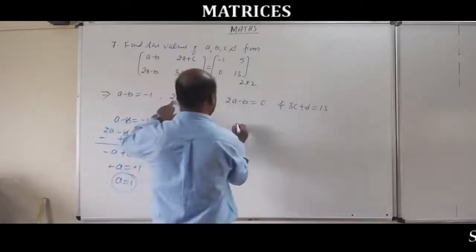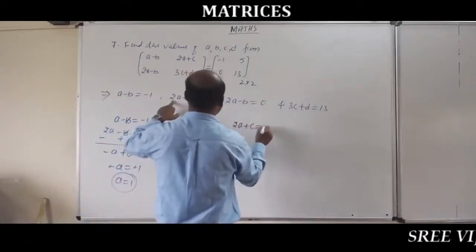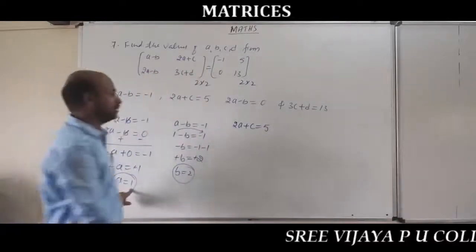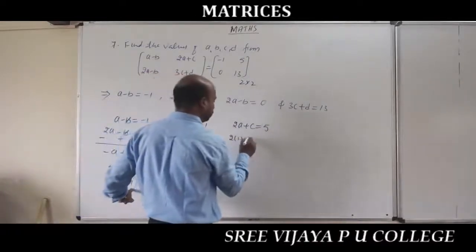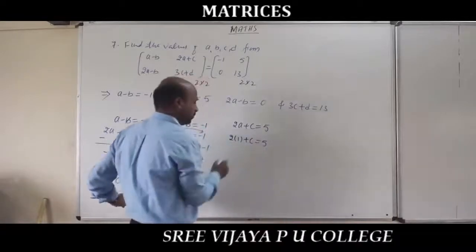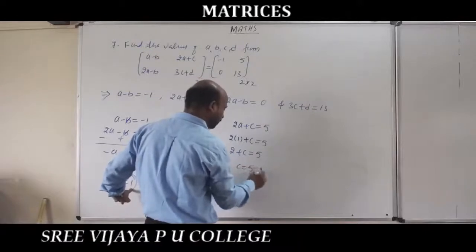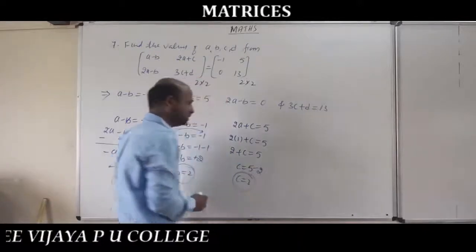Now I will take the second equation, 2A plus C is equal to 5. Okay, we know the value of A. So it is 2 into 1 plus C is equal to 5. 2 plus C is equal to 5. C is 5 minus 2. Value of C is 3.